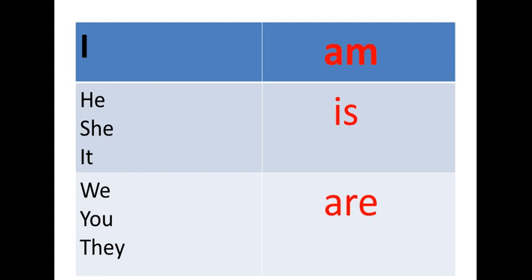Here we have the chart that helps us to know the conjugation. So I am, he, she, it is, and we, you, they are. Remember that these four are singular, so it is just one person. And these three are plural. We, you, and they are. There are more than one person.